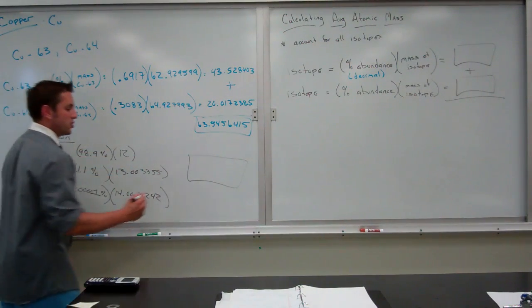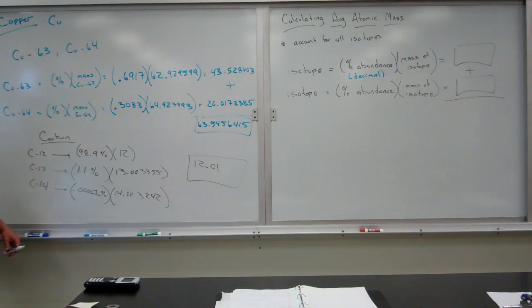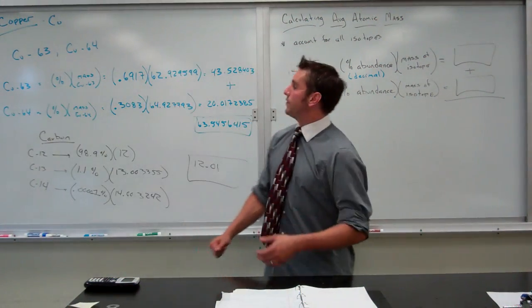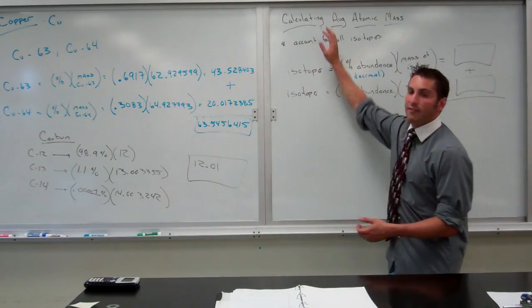Add them all up, and sure enough, if you do it correctly, you should get a number really close to what you see on the periodic table, which is a value of 12.01. If you have any questions about this, please feel free to stop in and have some help, but I hope this cleared things up for you on average atomic mass.